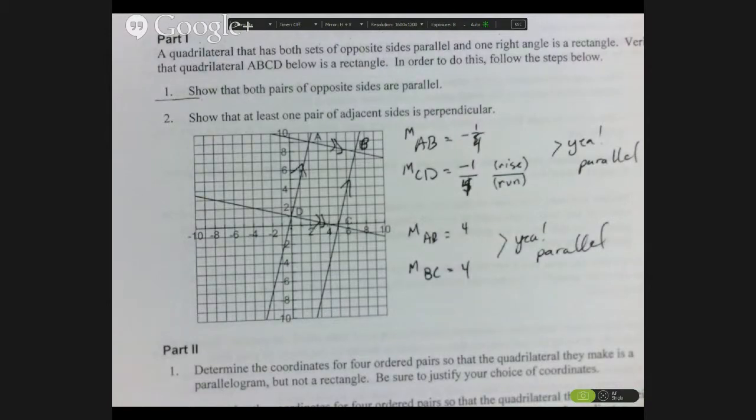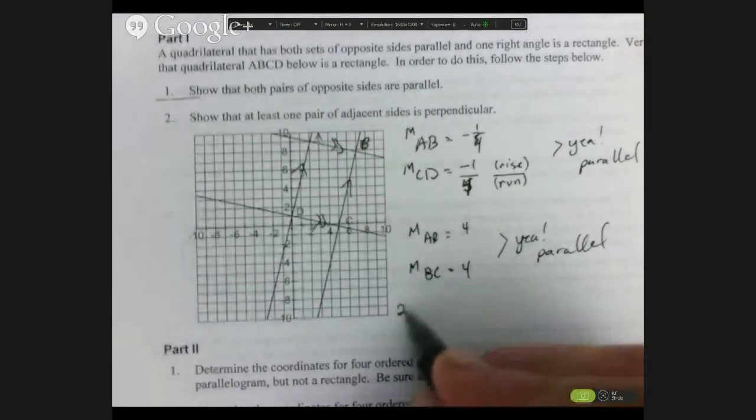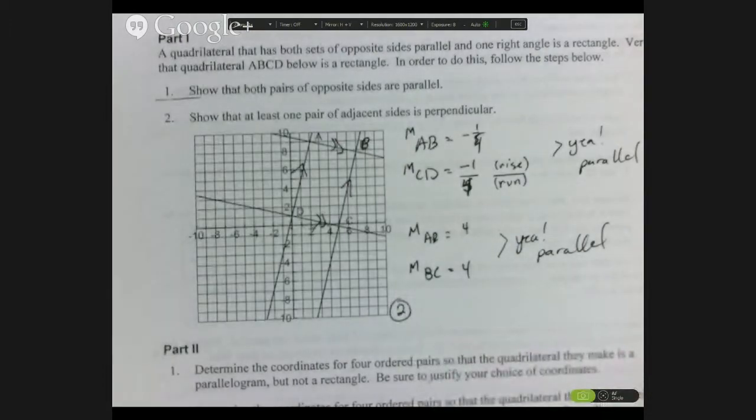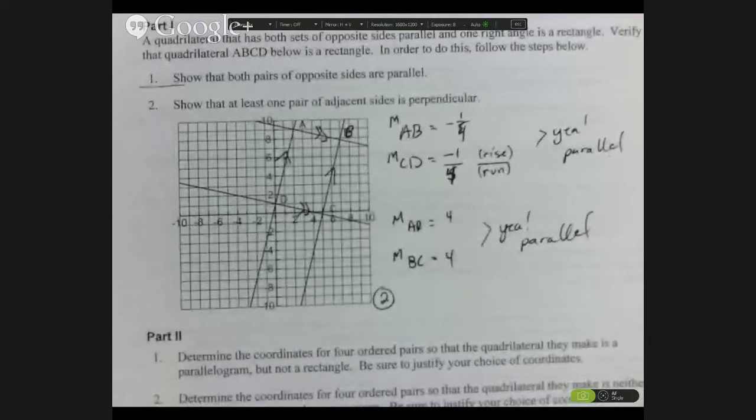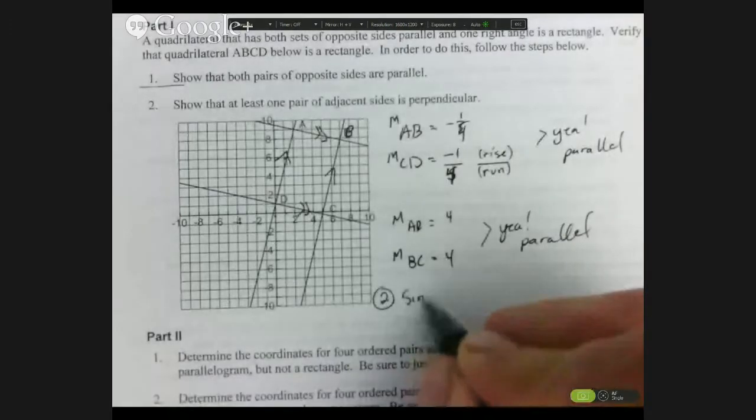So we started to get the hang of that? Okay, what about number 2? Show at least one pair of adjacent sides is perpendicular. How are we going to do it? Use the slopes. Okay, what do our slopes need to have?